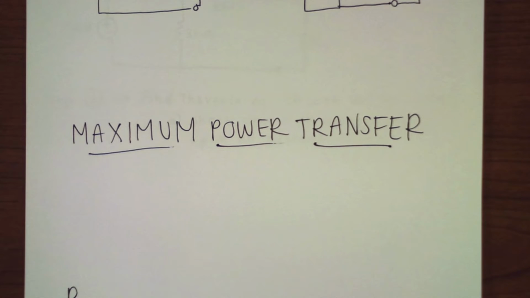Hey guys, so for this lecture, I'm going to discuss how to find the maximum power transfer out of real sources. This can be done by first finding what resistance would draw such a power out of either a current or a voltage source.